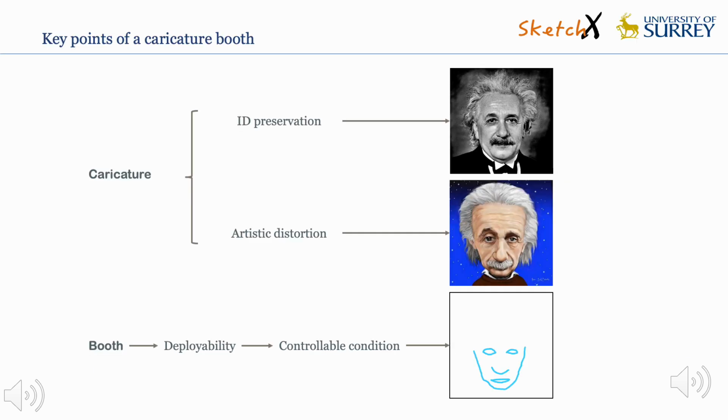Caricature is usually about amplifying someone's features as much as possible while maintaining ID consistency, such as Einstein with a huge brain. Therefore, there are two key points of caricatures. One is ID preservation and the other is artistic distortion. While for a caricature booth, a key point is deployability. A good caricature generation model should enable the users to do controlled creative generation, such as zooming in on someone's eyes, zooming out on someone's mouth. As a result, the conditional generation is necessary.